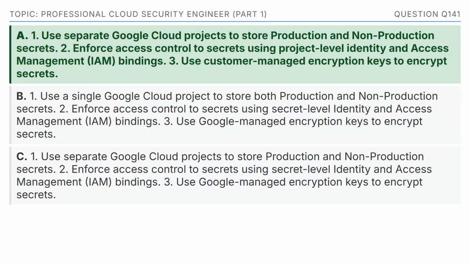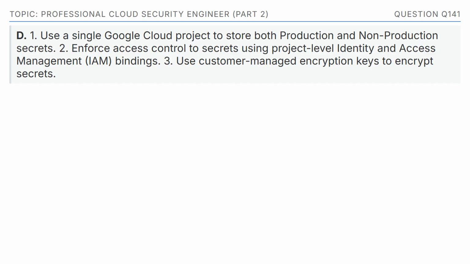The correct answer is option A, 1. Use separate Google Cloud projects to store production and non-production secrets. 2. Enforce access control to secrets using project-level identity and access management, IAM, bindings. 3. Use customer-managed encryption keys to encrypt secrets. Review the options on screen.